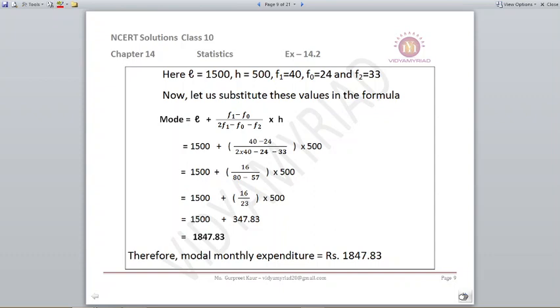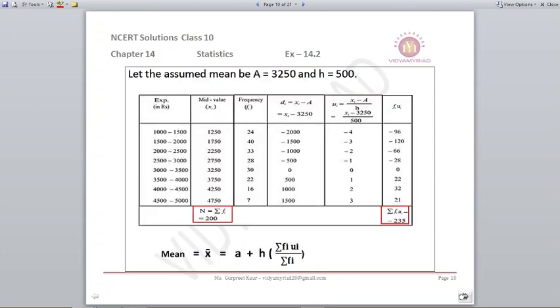Now solve this, you will get 1847.83. So this is the modal monthly expenditure according to the mode and this formula. Now we have to also find out this answer with the help of the mean method.